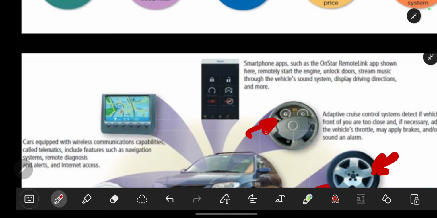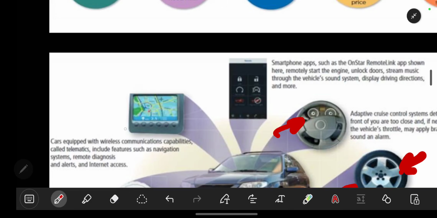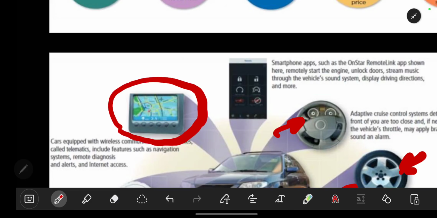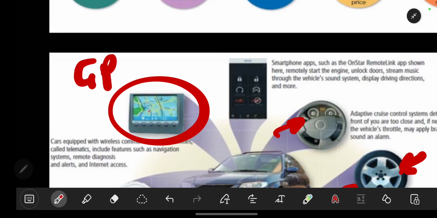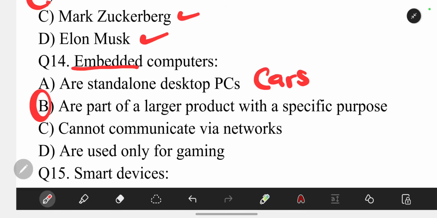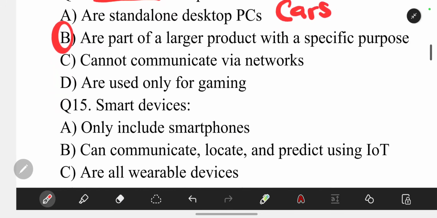Also, it can be embedded to see how flexible the steering is. We could also put something that can act as a GPS to know the exact location. So these are put to promote safety and comfortability. So those are embedded. They are part of a larger product with a specific purpose.